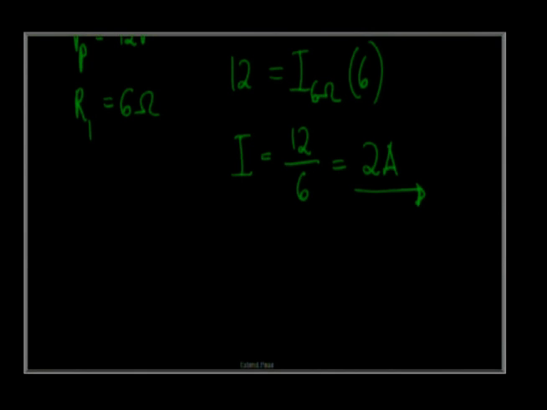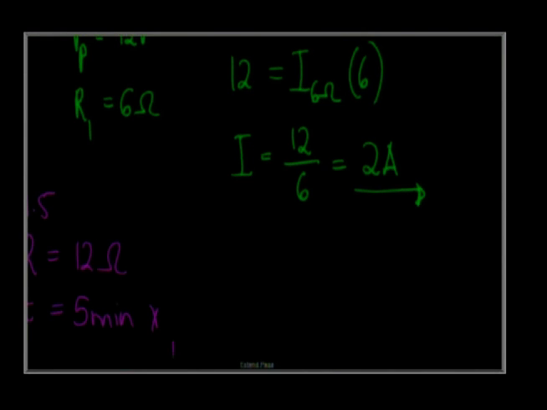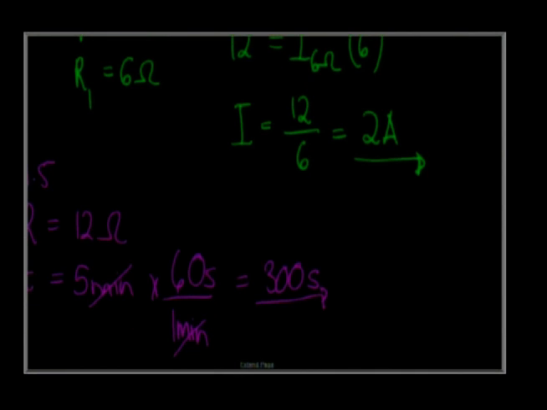They've given us the resistance as 12 ohm. They told us that the time is 5 minutes. Now remember, we work with SI units over here. So the SI unit for time is seconds. Immediately do your conversion. In 1 minute, I'm going to have 60 seconds. Cancel out the minutes, and 5 times 60 is going to give you 300 seconds that we are going to work with in our calculation.